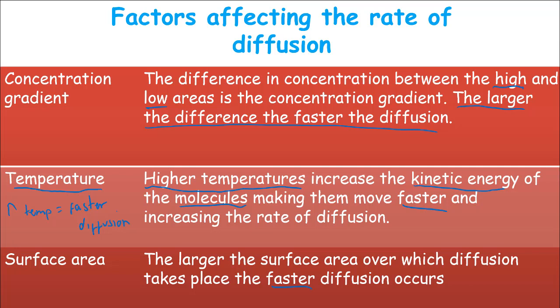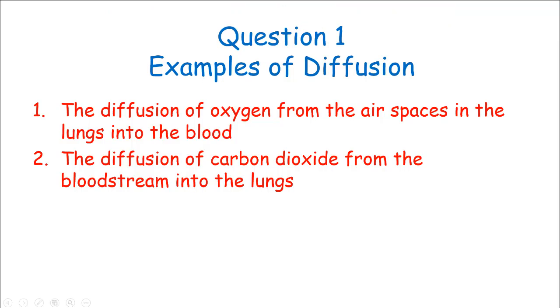So if we want diffusion to happen quickly, here's the three things that we need. We need a steep concentration gradient, we want a high temperature, and we want a large surface area. Those three things will make diffusion happen really quickly.